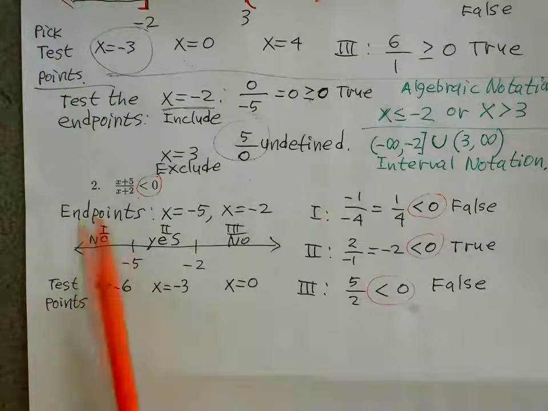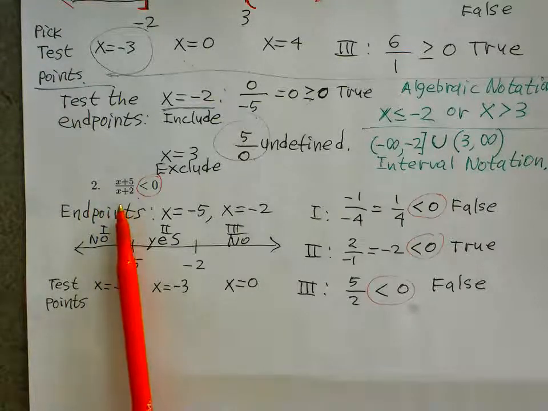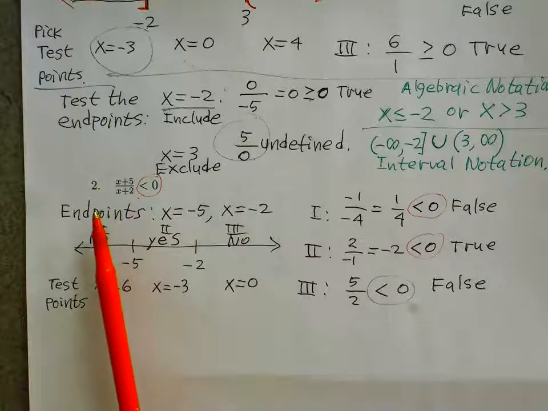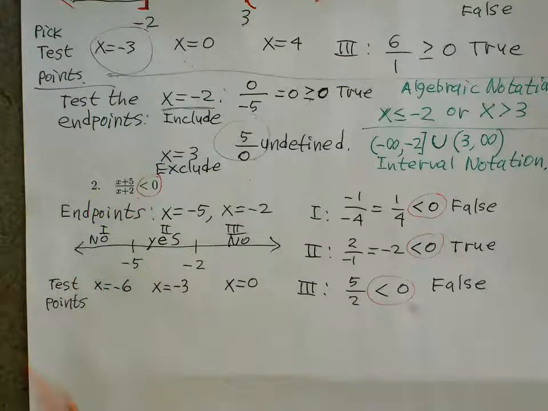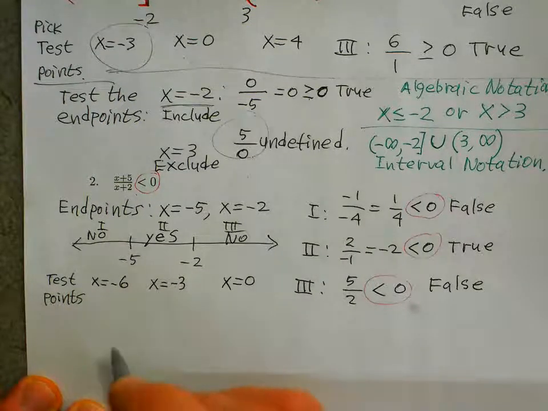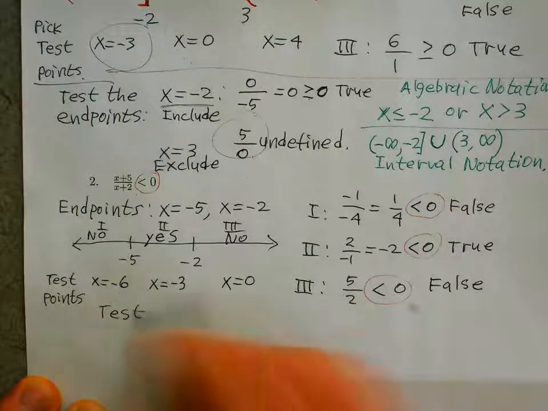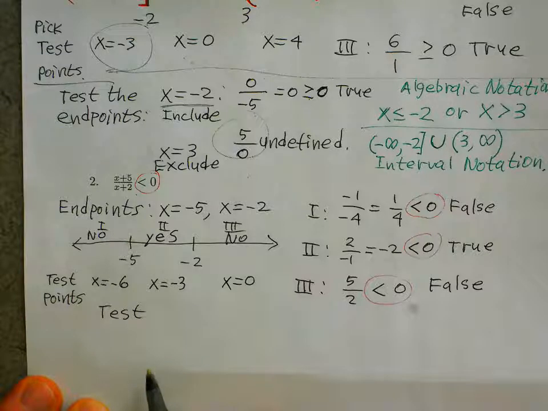You can remember that with rational inequalities, endpoints that come from the denominator are always excluded. So -2 is excluded no matter what the inequality is. Hey, if you're ever in doubt, you can always test the endpoints. So we'll go through the trouble here. Test the endpoints.